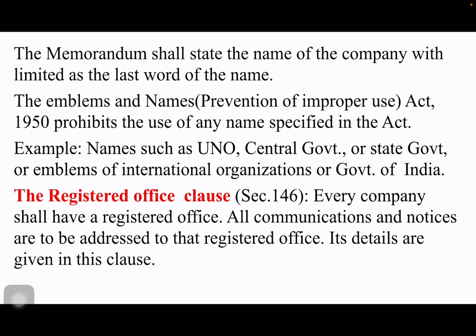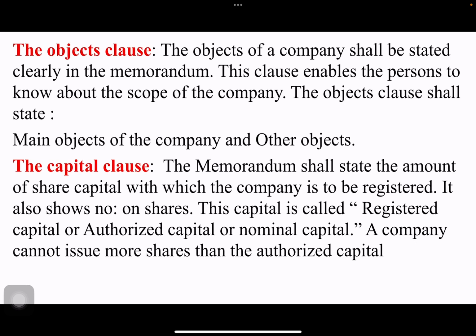The registered office clause: every company shall have a registered office. All communications and notices are to be addressed to that registered office and all details are to be given. Then objectives clause. This is very important. The objects of the company shall be stated clearly in the memorandum. This clause enables the persons to know about the scope of the company. Objects clause shall state main objects of the company and if there are any other, that also.